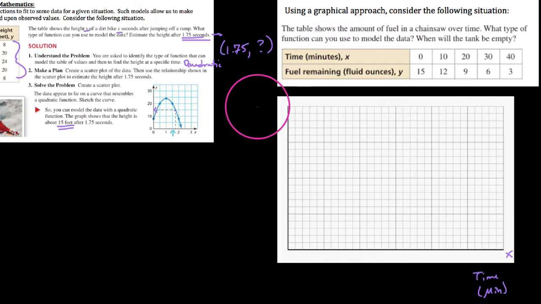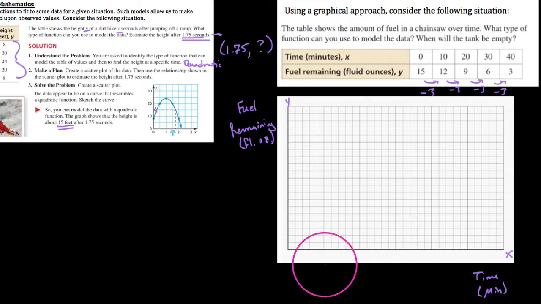And we know that this is the amount of fuel remaining. So we have fuel remaining on our y-axis here, and we're measuring this in fluid ounces. So in terms of what data values we're seeing here, at time 0 minutes we had 15 fluid ounces, and it looks like our time is going by in increments of 10-minute intervals here. And I noticed that as 10 minutes continues to go by, the pattern here is that we're losing 3 ounces of fluid about every 10 minutes. This is a pretty solid rate here.